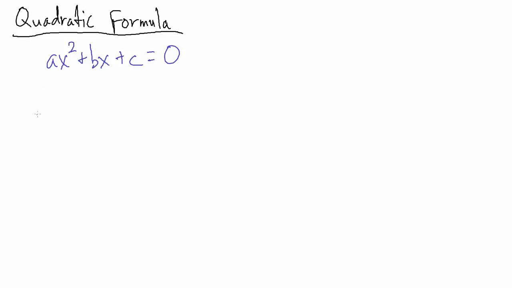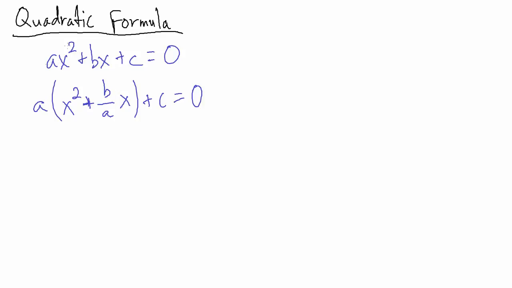So the very first thing that we want to do is rewrite this as a times the quantity x squared plus b over a times x, plus c equals 0. Now, what are we doing here? Well, we took an a and factored it out of the first two terms. Remember, factoring is just dividing. So if we factor something out, we're really dividing it.